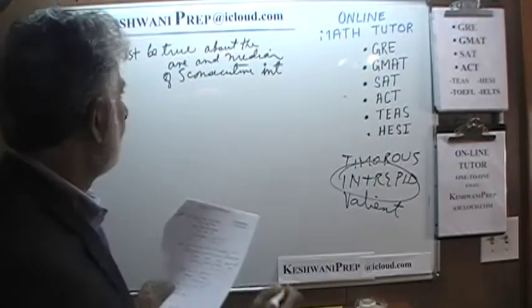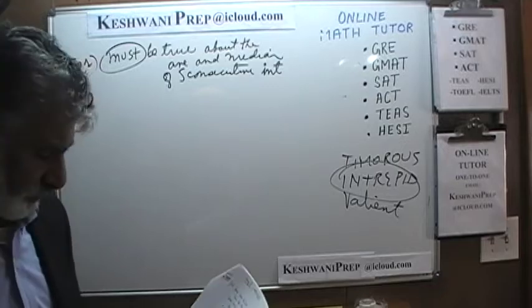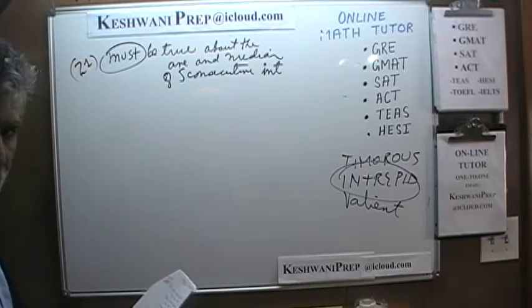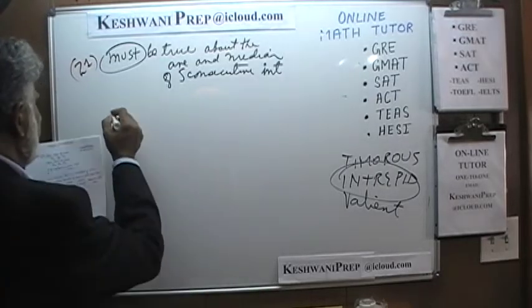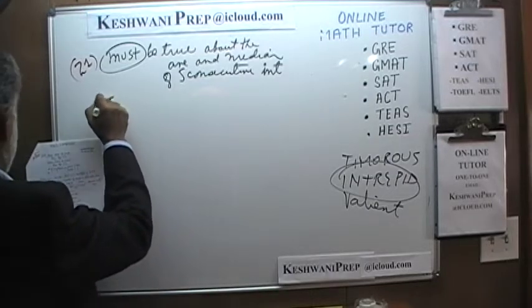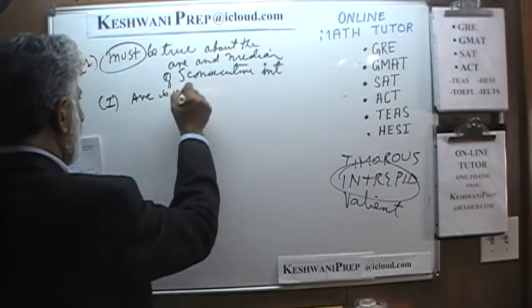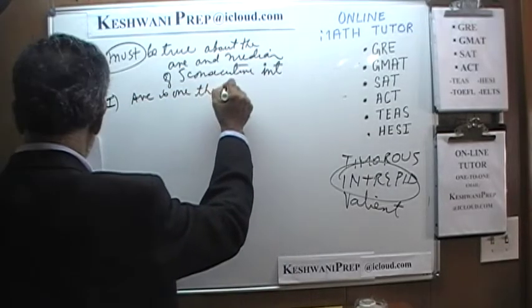The key here is must be. So what are we going to do again? What we always do. So here are the statements first. First statement says, the average is one of the integers.